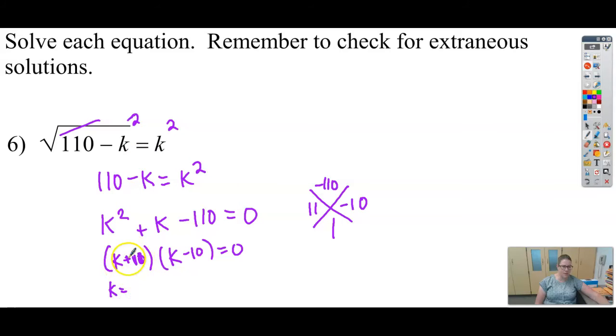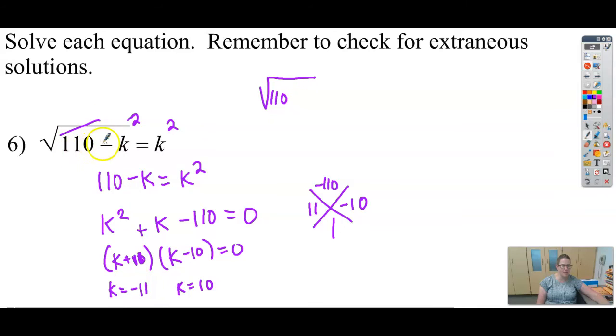So for k plus 11 to equal 0, k would have to be negative 11. And for k minus 10 to equal 0, k would have to be positive 10. So here's my two solutions, negative 11 and 10, and then I just need to quickly check them to see if they're both good. So let's do negative 11 first.